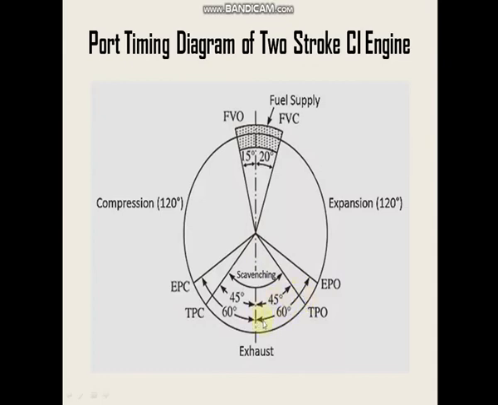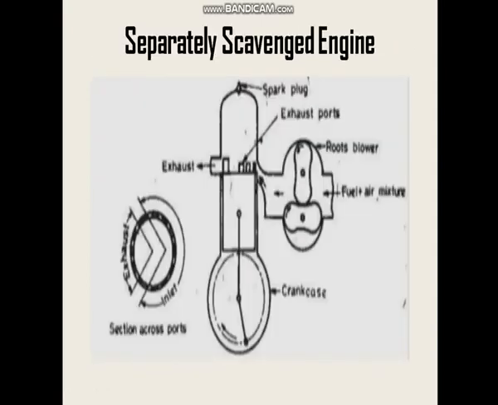With further movement, the piston will uncover the transfer port, which occurs at 45 degree before BDC. Now coming to the next slide, the classification of the two-stroke engine. Two-stroke engines are classified into two types: the separately scavenged engine, and the crankcase scavenged engine.